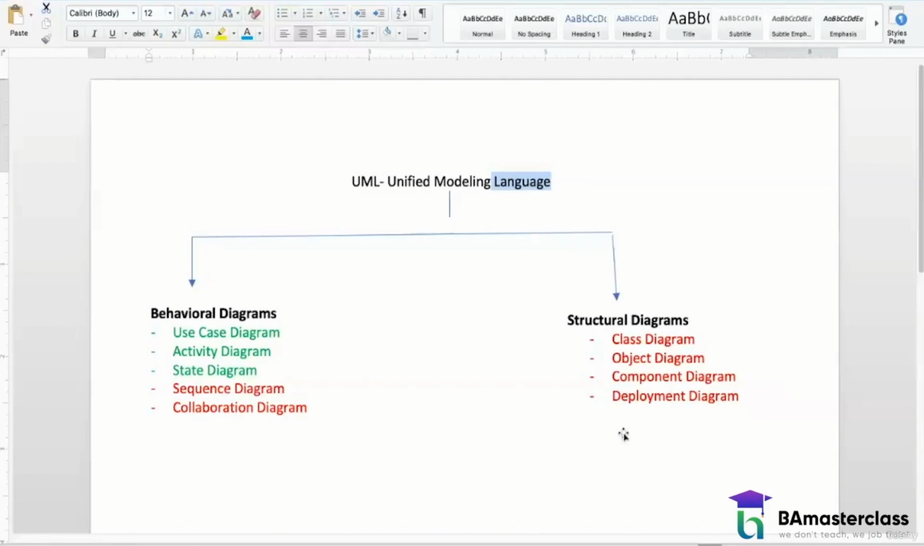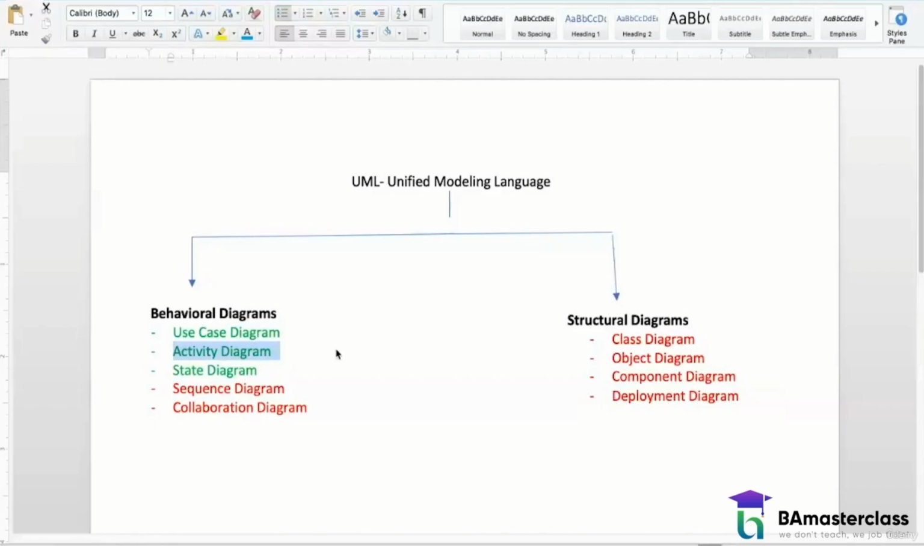Now, we as BAs end up using the first 3 diagrams, which are the use case diagram, the activity diagram, and the state diagram. The remaining diagrams, which are in red: sequence, collaboration, class, object, component, deployment, they're all technical diagrams, which we don't create. So we stay away from that. We'll concentrate on the first three diagrams, the use case diagram, the activity diagram, and the state diagram. So today we are going to start learning the first diagram, which is known as an activity diagram.